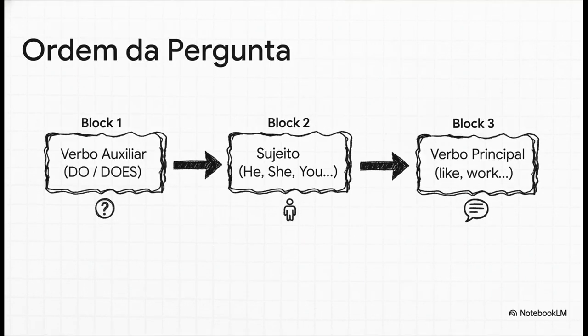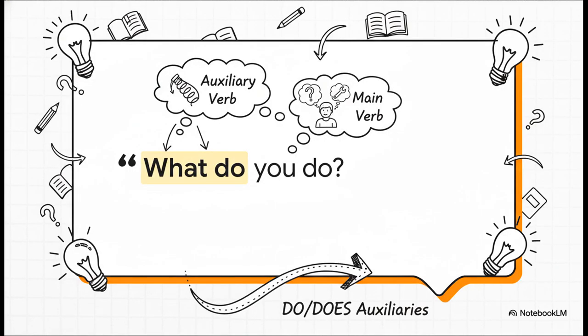For questions, the order is key. The helper verb do or does always goes before the subject. This is a perfect example. That first do is the helper, and the second do is the main action verb.